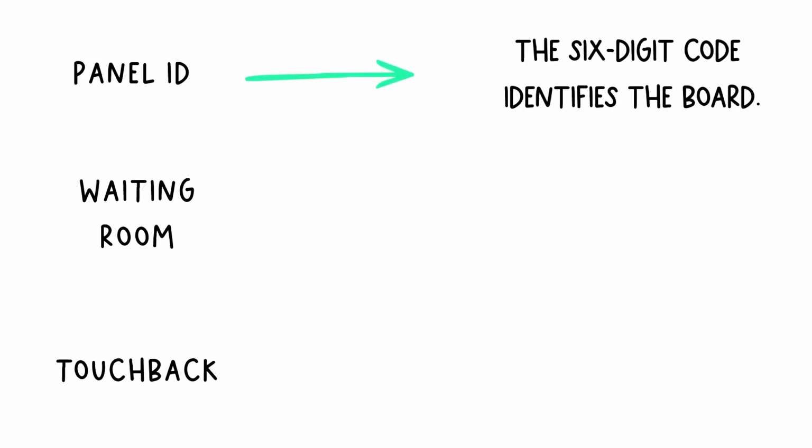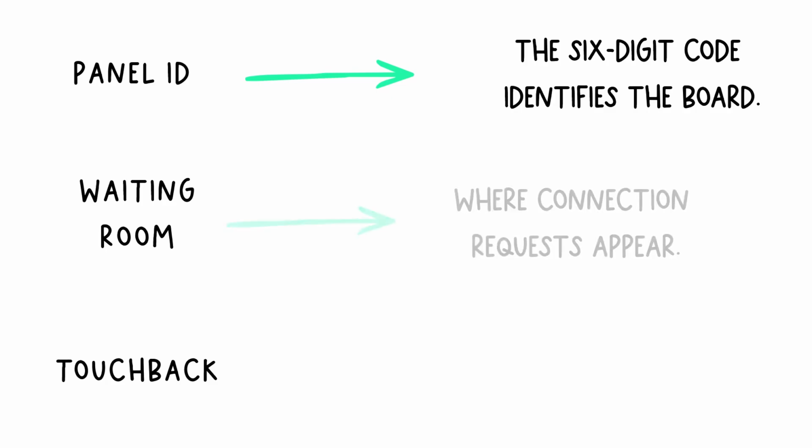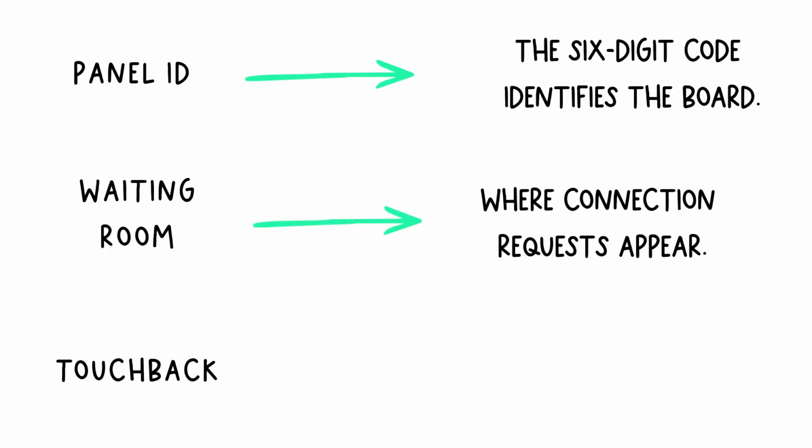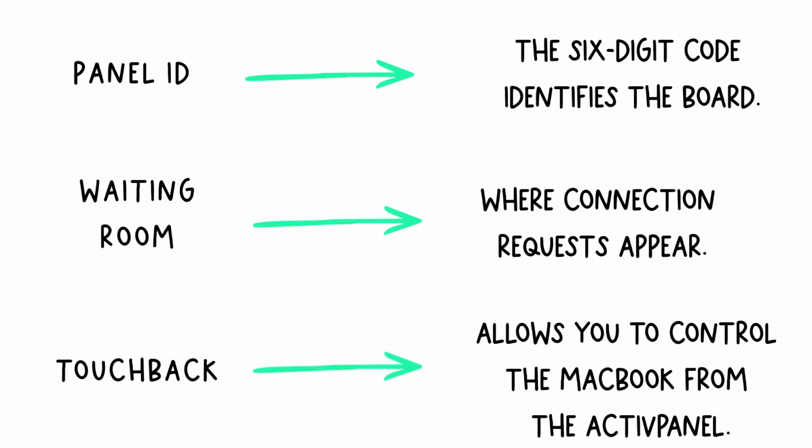We are going to begin by reviewing three terms you will need to know before connecting your laptop wirelessly to the Promethean board. The first term is panel ID. The panel ID identifies the specific Promethean board you want to connect to and helps your computer connect to the correct board. The next term is waiting room. Because the Promethean board can receive connection requests from several devices, the waiting room displays a list of the devices requesting permission to connect. The third term is touchback. Touchback allows you to control your laptop directly from the Promethean board while you are connected wirelessly.